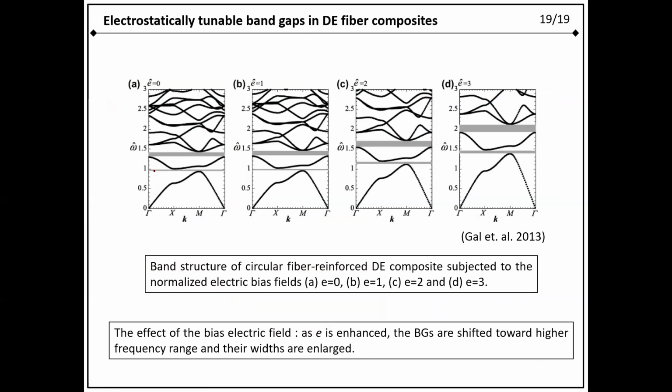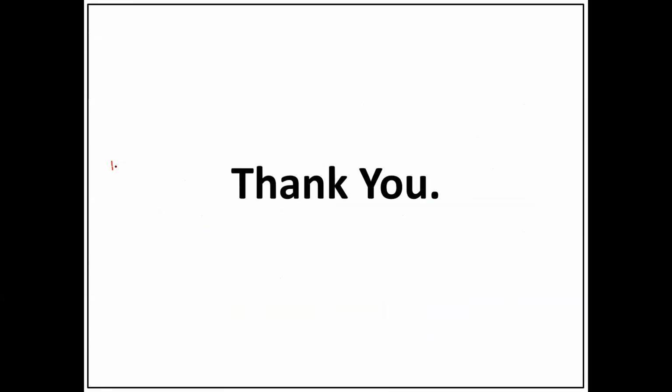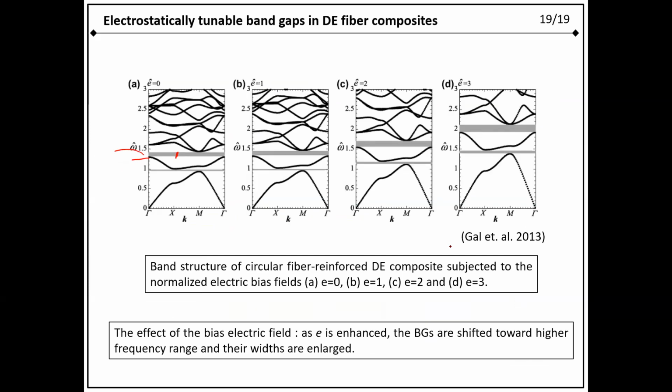So this will be the frequency range. For example, let's say this is from 1.3 to 1.4, 4.5. And when we are not applying any potential difference, and when we increase the potential difference, these ranges are also changing, so we can obtain the tunability. This can be observed from here.